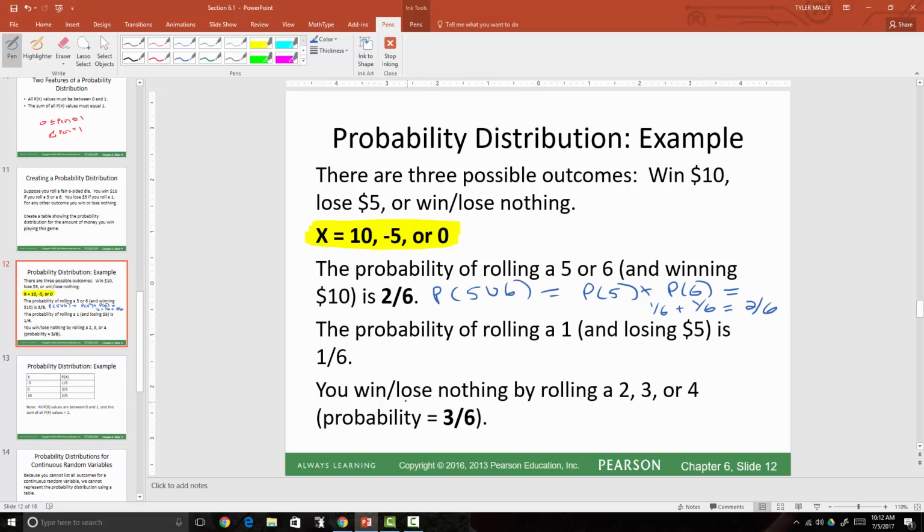So then if we win or lose nothing by getting a 2, 3, or 4, the probability is 3 out of 6, right? So the probability of getting a 2 or a 3 or a 4 is the probability of getting a 2 plus the probability of getting a 3 plus the probability of getting a 4. So we have 1/6 plus 1/6 plus 1/6, because it's a fair die. That gives me 3 out of 6.